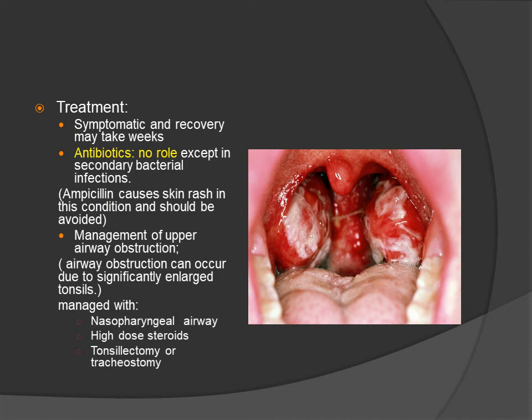Infectious mononucleosis is a self limiting disease which usually recovers after weeks. There is no role of antibiotics except in case of secondary infections. Ampicillin and amoxicillin may cause salmon colored rash in this condition. Hence, they should be avoided. Patient may suffer from upper airway obstruction due to significantly enlarged tonsils. It is managed with nasopharyngeal airway, high dose of steroids, or by tonsillectomy or tracheostomy.